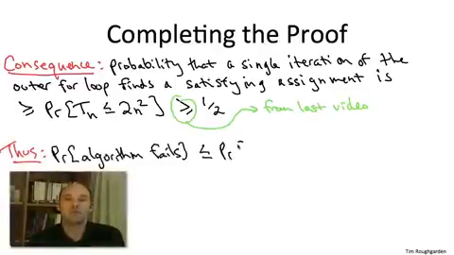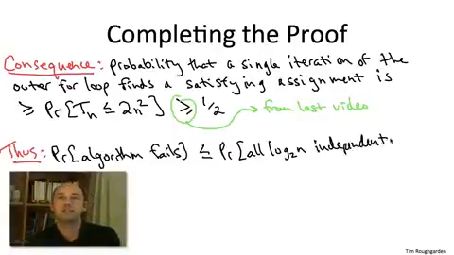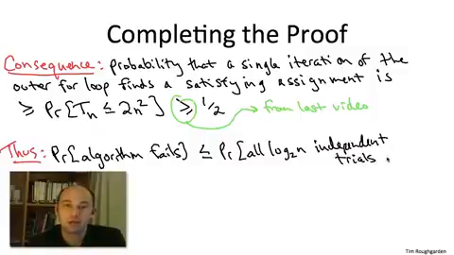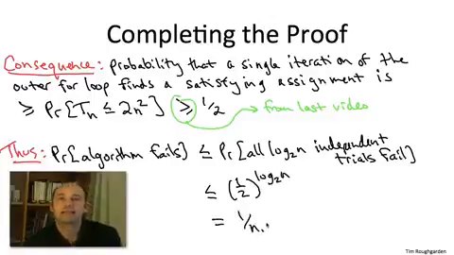And now we're home free. The probability that a given iteration of the outer for loop fails is at most 1/2. The probability that each of the log base 2 of n iterations of the outer for loop fail is then at most 1/2 raised to the log base 2 of n, also known as 1/n. So the overall success probability of the algorithm is at least 1 minus 1/n as claimed.